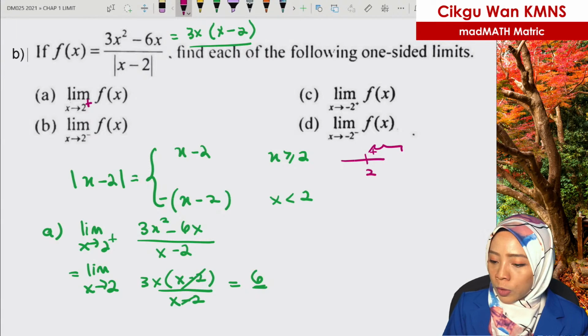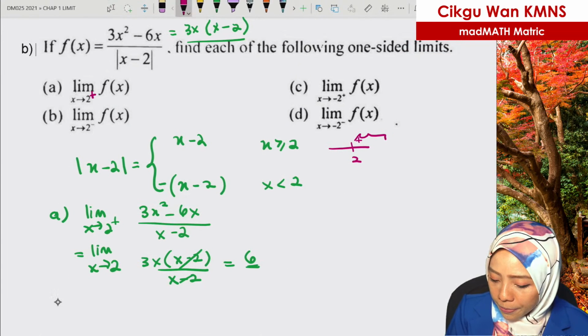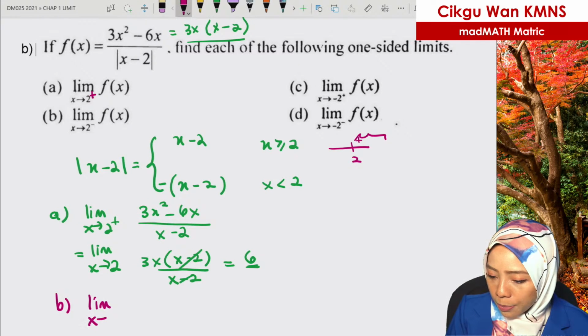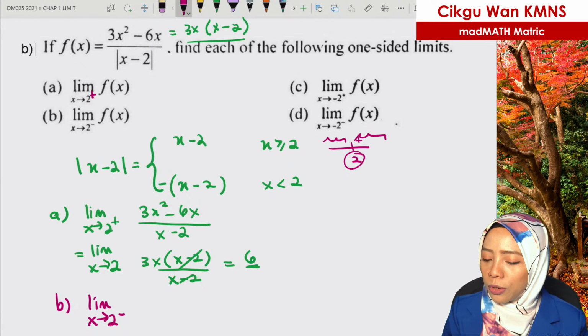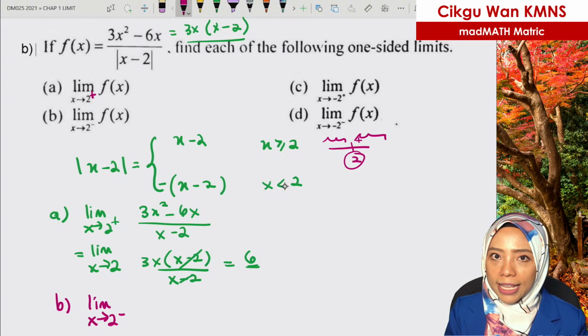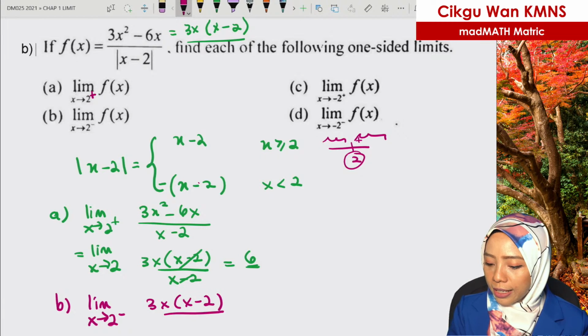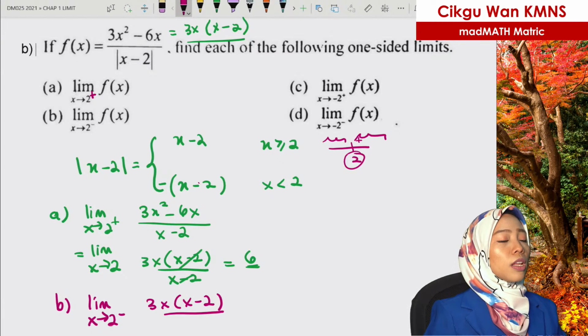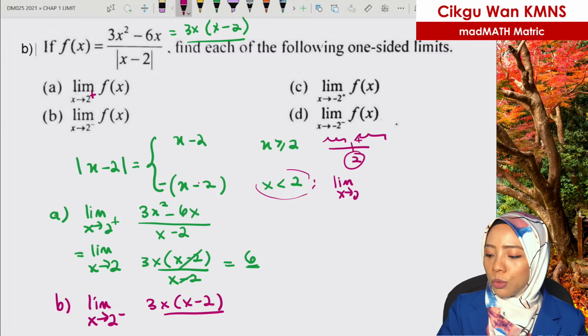Alright, next, B. Limit x approaching 2 from the left. Now the question asks for 2 from the left. Still 2, but from the left. So 2 from the left, this x is less than 2. We will take negative x minus 2. Just now on top I took 3x, x minus 2 over... top or bottom this time? 2 from the left, top or bottom? We must take this one. This one is limit x approaching 2 from the left.